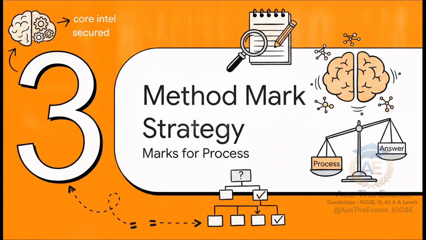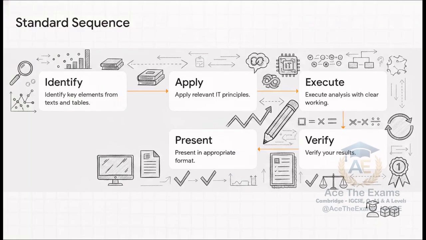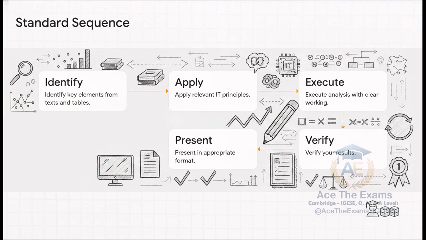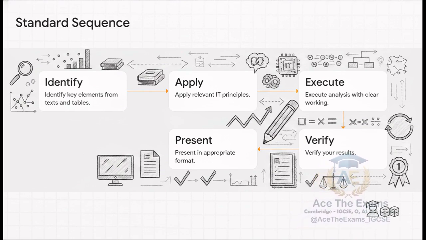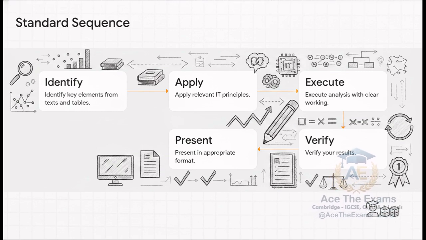Section 3, the method mark strategy, tactical execution. Tactical execution is absolutely everything in IT 9626. In these exams, examiners actually award specific marks for your systematic processing. They aren't just looking at your final answer. They are grading the exact process you used to interpret relationships and draw evidence-based conclusions.